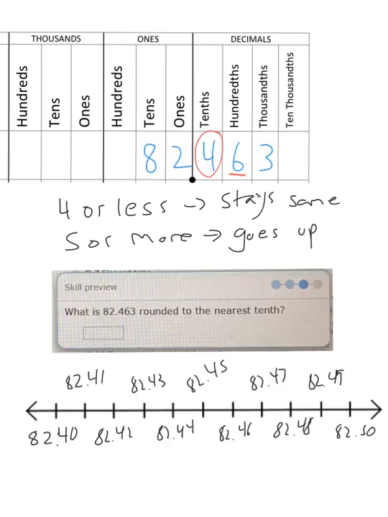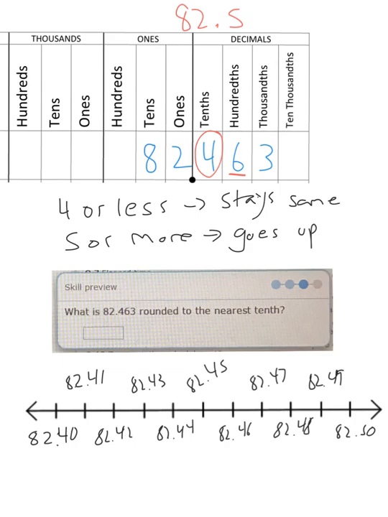This example reads, what is 82 and 463 thousandths rounded to the nearest tenth? Written it in the place value chart, circled the tenth, underlined to the right, which is the hundredths. It's a 6, which is bigger than 5, so we know we're going to round the 4 up. So our answer will be 82 and, again I said the 4 goes up to a 5, 82 and 5 tenths. So we're saying, yeah, 82 and 463 thousandths is closest to 82 and 5 tenths.